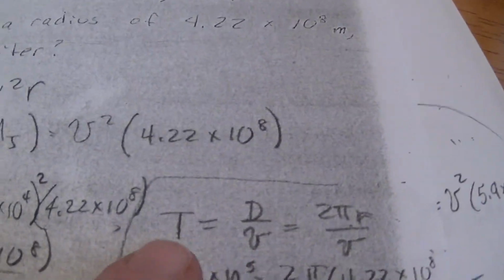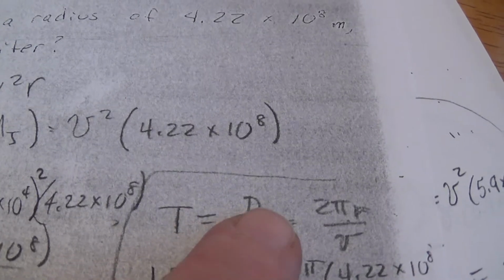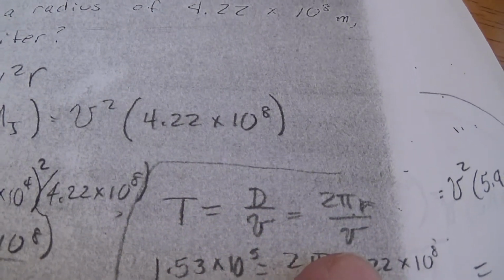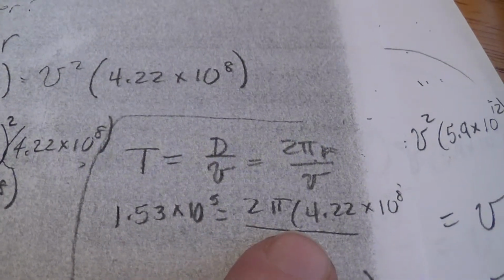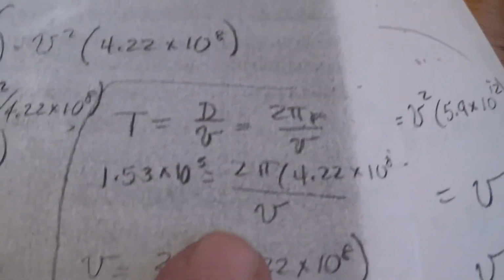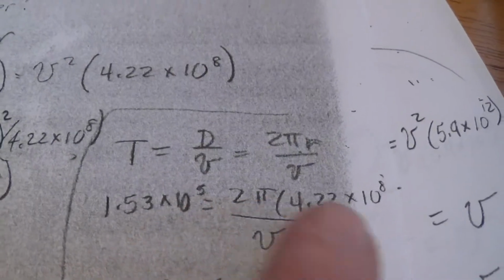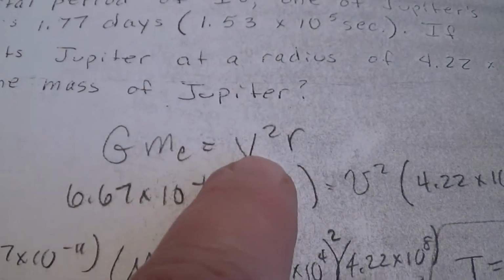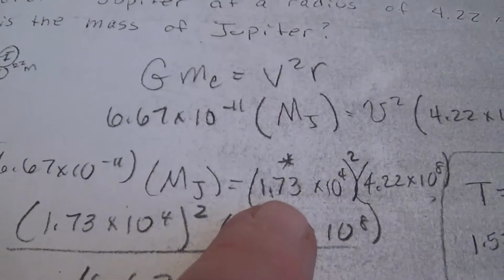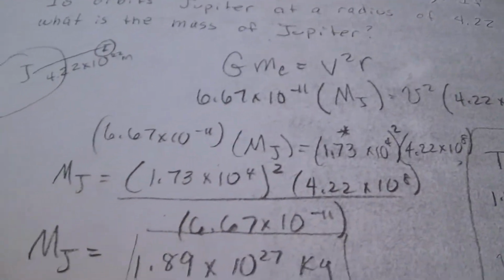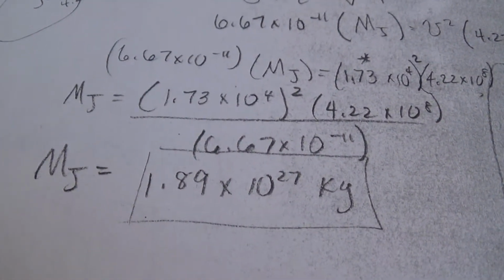Here's the work to find v. We go period is distance, or 2 pi r divided by v. We know the period, it was given. We know 2, we know pi, we know the radius. We just have to find v. So we divide this by that, and it'll give us v. And we hop back over here where we needed v. So we put in everything but the mass of Jupiter. And all the calculations led to that.